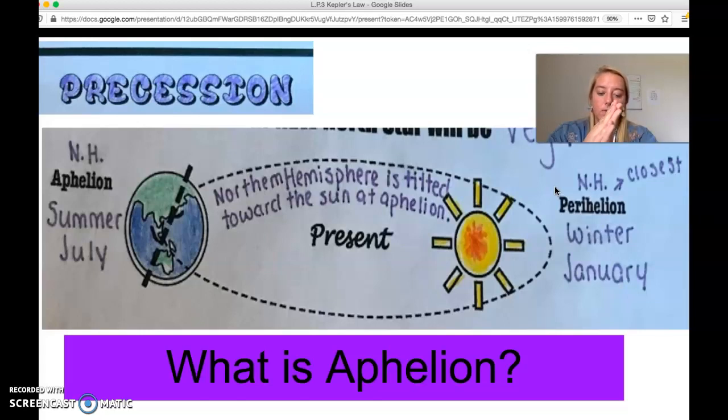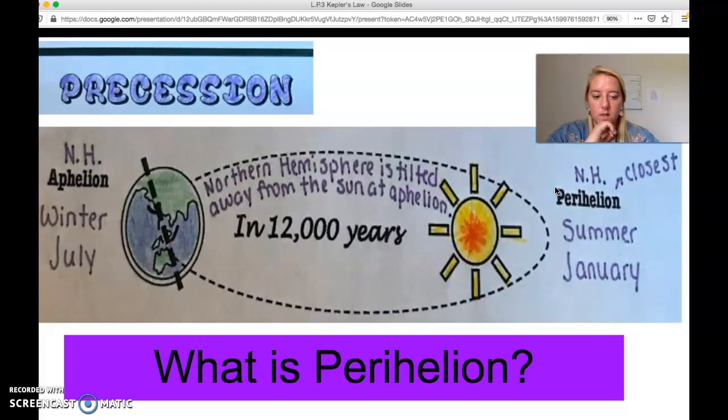The northern hemisphere is tilted towards the sun at the aphelion, and it's tilted away from the sun at the perihelion, so it's winter. That's what would happen now if we were looking at the northern hemisphere. That's what that NH means. Remember, aphelion is when the Earth is furthest from the sun. Perihelion is when it is closest. Okay? Here's what would happen if we switched.